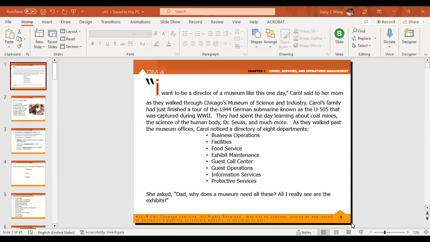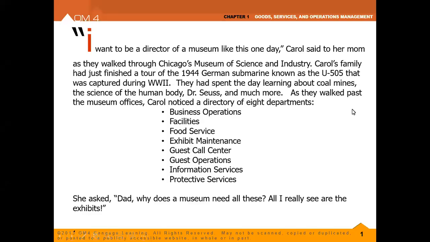Okay, hello class. So we are going to talk about chapter 1, what's operations management, the introduction to operations management. So here's the opening note.